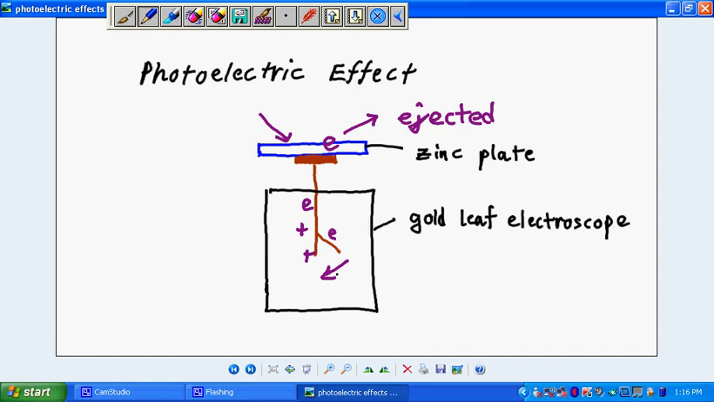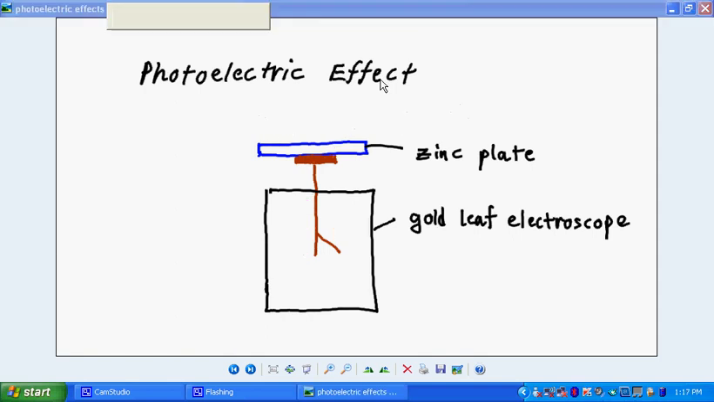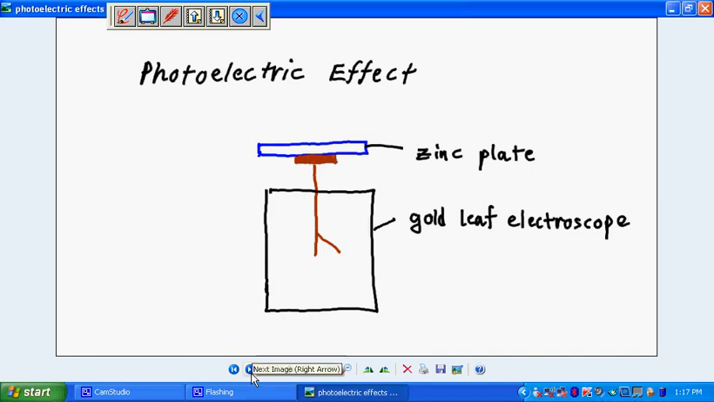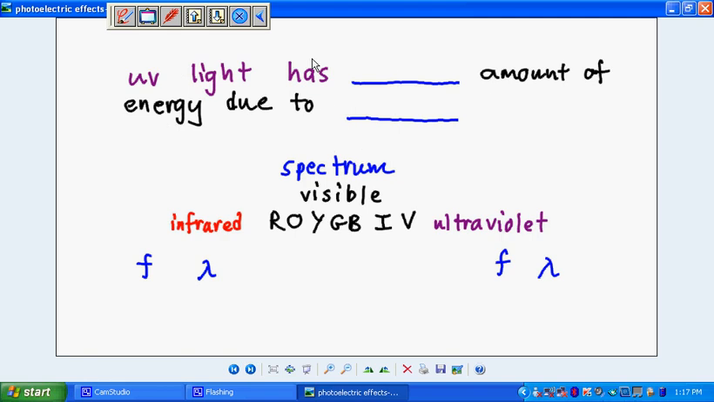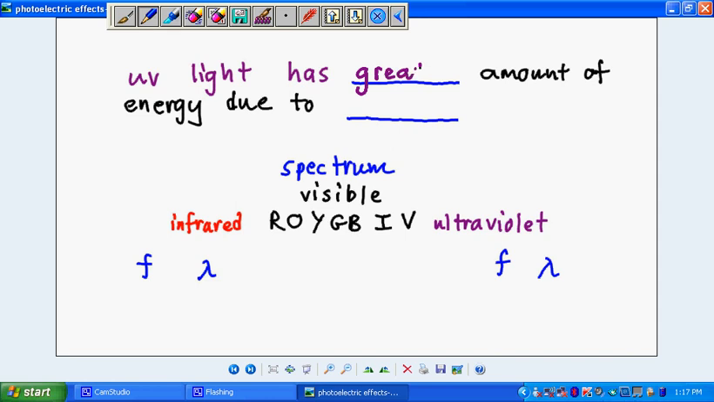So before we go on further, we would like to find out a few things about light itself. Is light a wave or is light a photon, or particle? Now, UV light seems to have a greater amount of energy due to what? Due to the equation E equals hf. Now this h is Planck's constant.